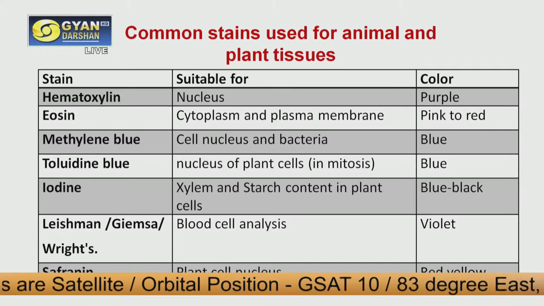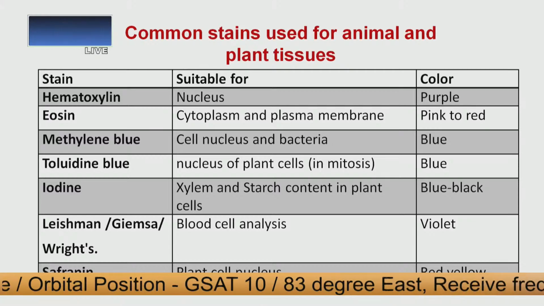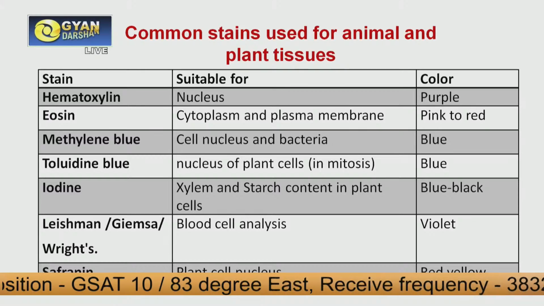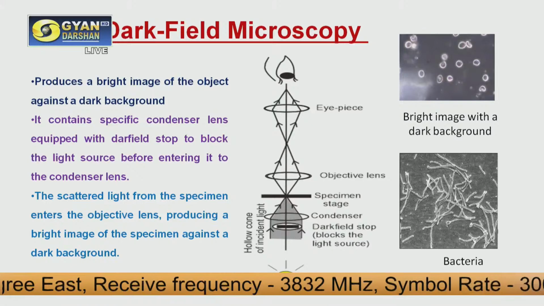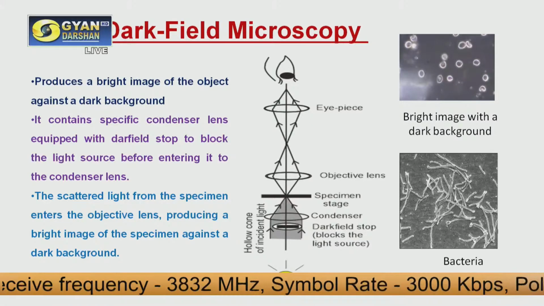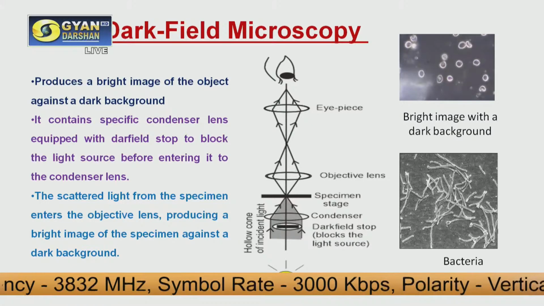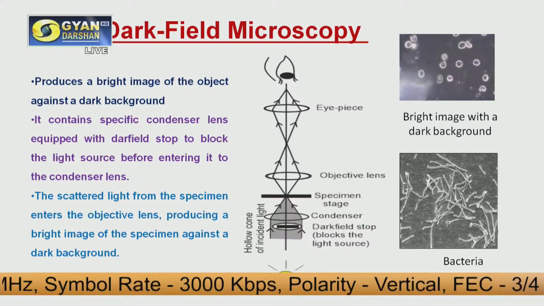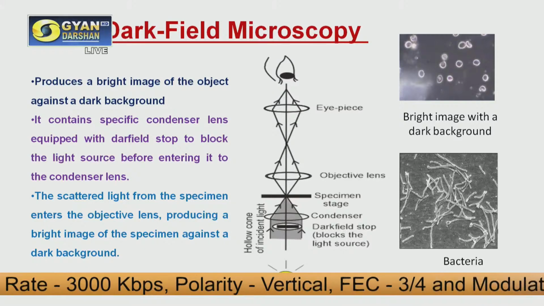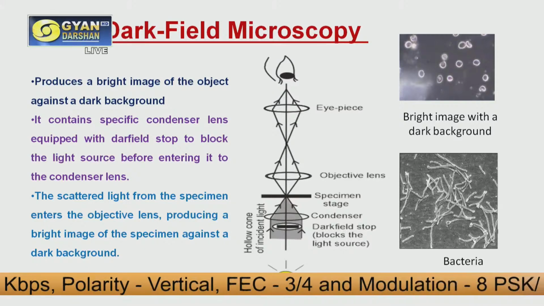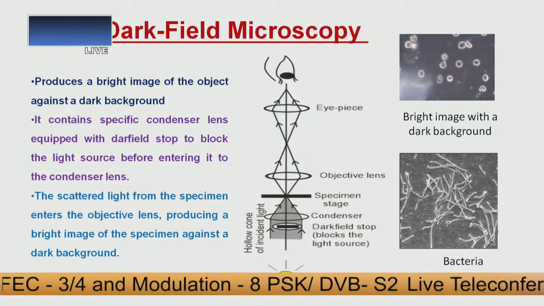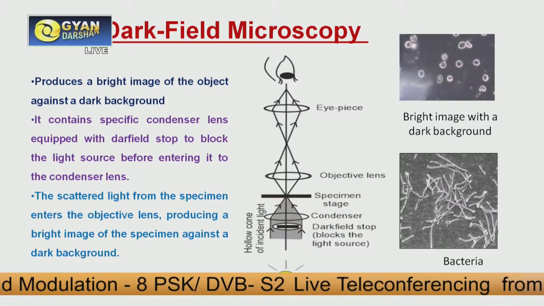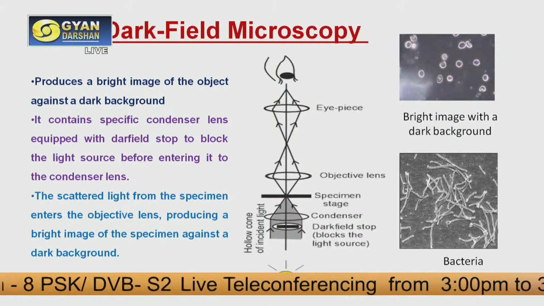If biological specimens are not stained with a staining dye, then we use dark field microscopy. Dark field microscopy is another microscopic technique that produces a bright image against a dark background. This dark field microscope contains a specific condenser lens equipped with a dark field stop to block the light source before it enters the condenser lens.